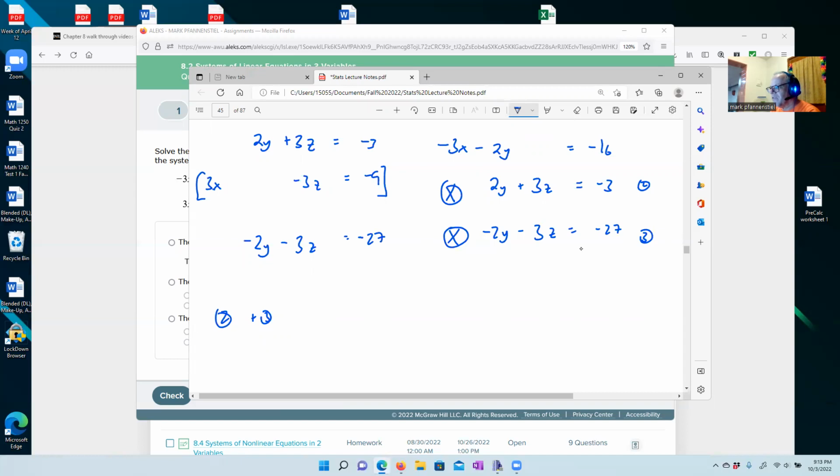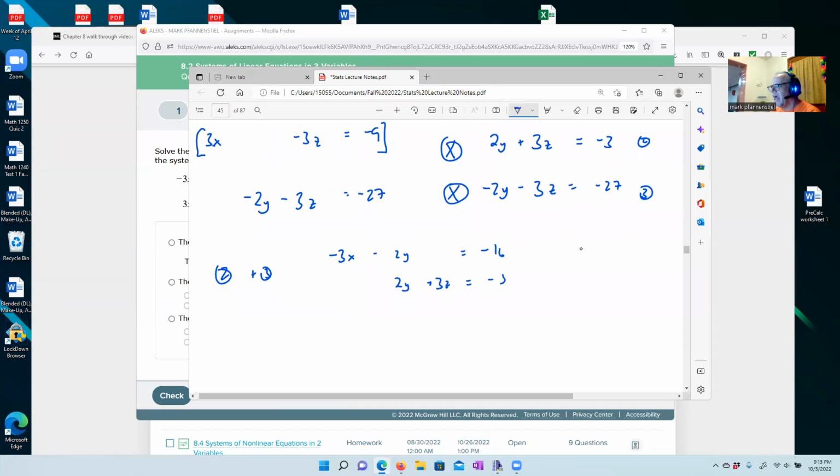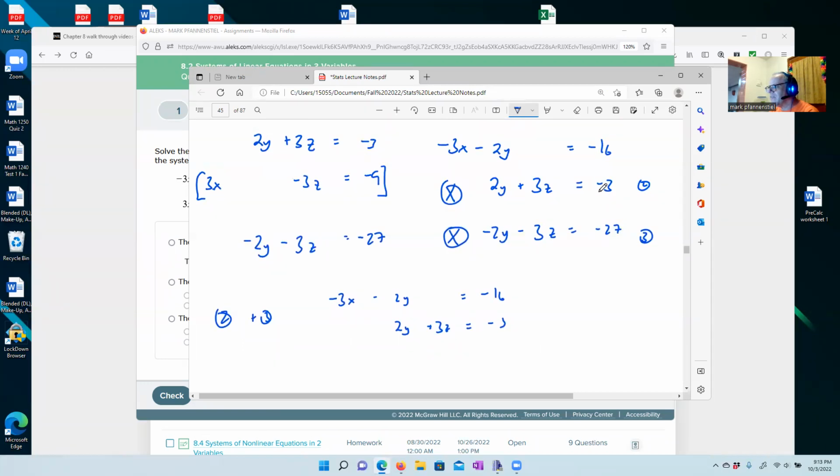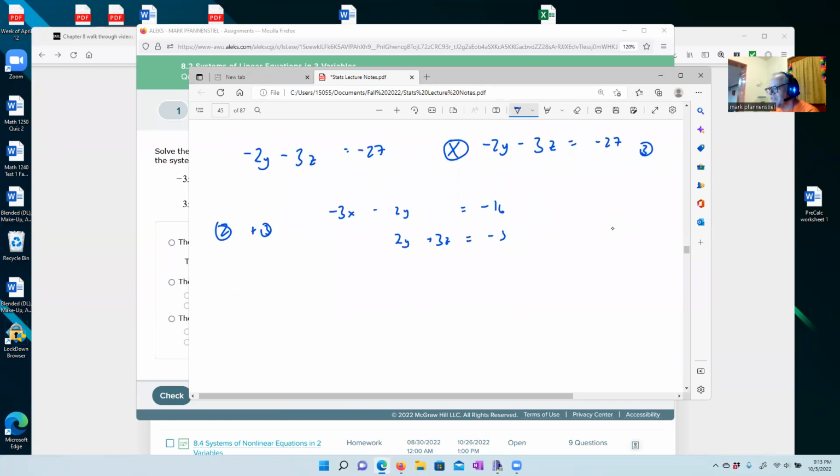We have 2y plus 3z equals minus 3, and we add these two together. So 2y and negative 2y is 0. 3z and negative 3z is also 0. And then we have negative 3 and negative 25... from $3 in debt, I have borrowed more dollars. We have 0x plus 0y plus 0z equals a negative number.